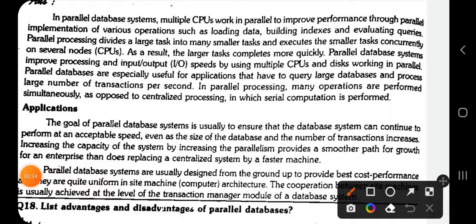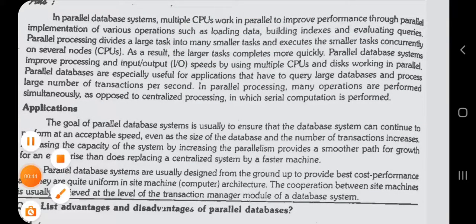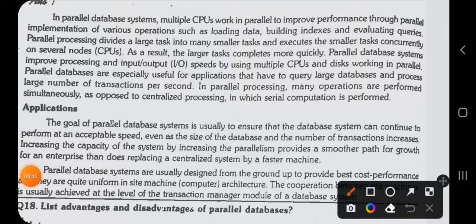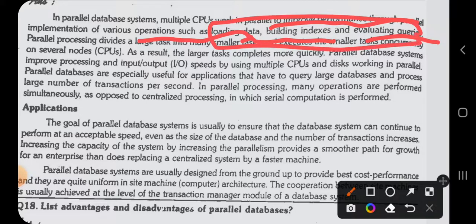Try to observe the definition. In a parallel database, multiple CPUs work in parallel. Multiple CPUs means we are not having a single CPU or a single system, we are having multiple systems working for that particular process, and they can improve performance through parallel implementation of various operations such as loading, building indexes, and evaluating queries. All these operations are divided into simple pieces so that they can be distributed among the CPUs.